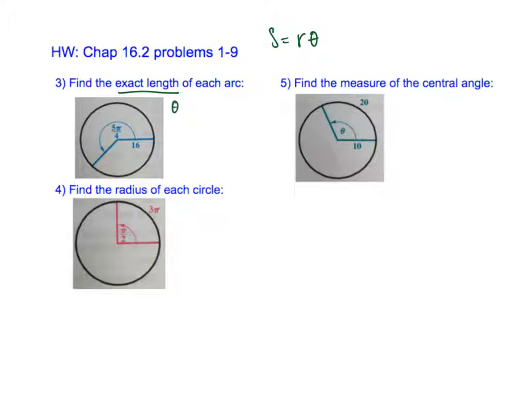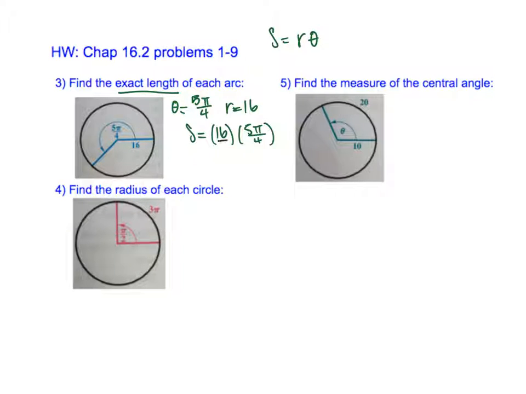It looks like in this circle, we are given the angle, which is 5 pi over 4, and the radius, which is 16. These two pieces I can plug into my formula to get my arc length. So I have the radius, 16, times 5 pi over 4. You could work this out by hand because you need to find the exact value. I don't recommend the calculator or else you're going to get some decimals.